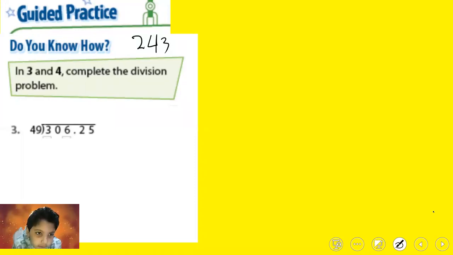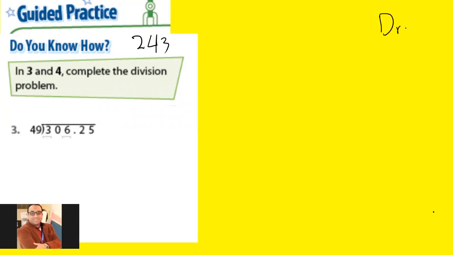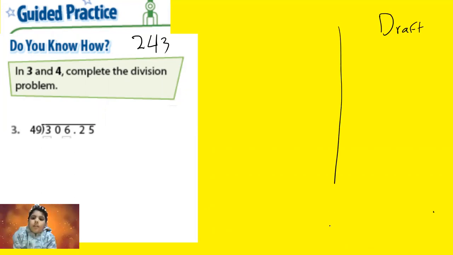First, we make the draft. Read the problem and open your camera if possible. In 3 and 4, complete the division problem. 306.25 divided by 49. This is the common mistake you always make: when you read or write any division problem, you have to start with the greatest number, the dividend. The first thing, as you said, is making the draft.